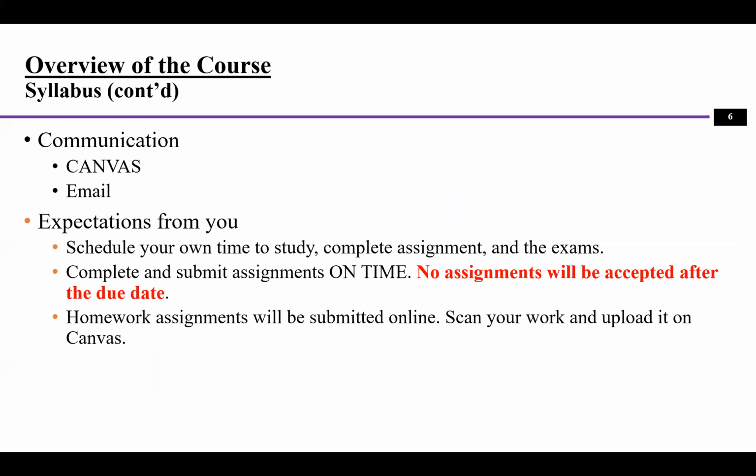Communication wise, mainly going to use email and also Canvas. And some expectations will be you need to find your own time to study, complete assignments, and also exams. Exams have specific instructions. I'll post those instructions when it's close to the exam. And assignments should all be submitted on time. And also make sure your submission is complete. So it will be totally your responsibility to make sure everything is okay before it's submitted.